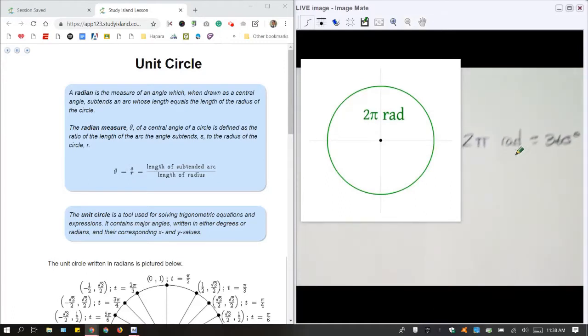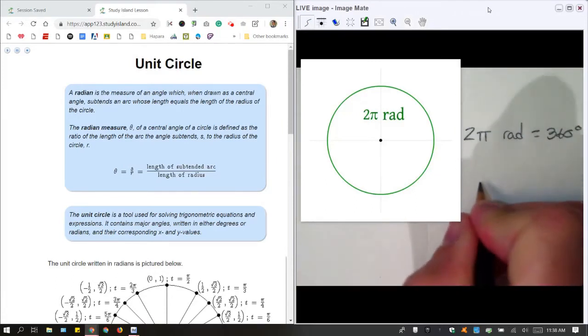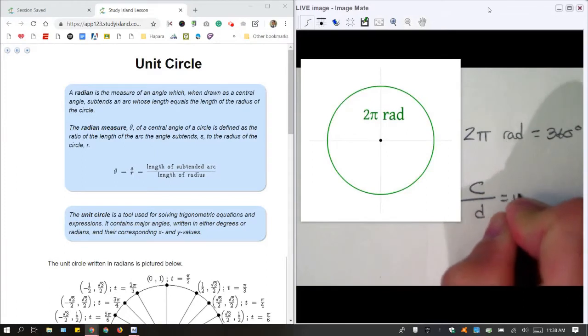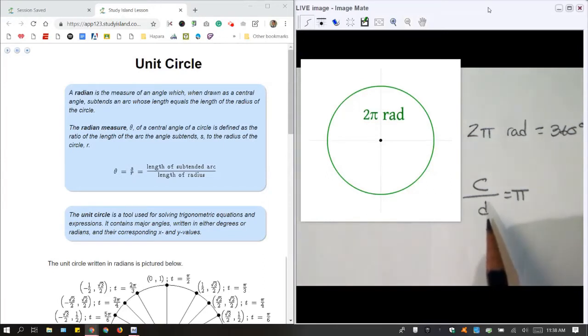Well, it's pretty simple if you just remember your circumference of a circle and what a circumference is. First of all, for any circle, the circumference of the circle divided by the diameter of the circle is equal to pi. That's where pi comes from. Pi is always the circumference of a circle divided by its diameter. If the circumference divided by the diameter is pi, then you could say that the circumference of the circle is the diameter times pi.